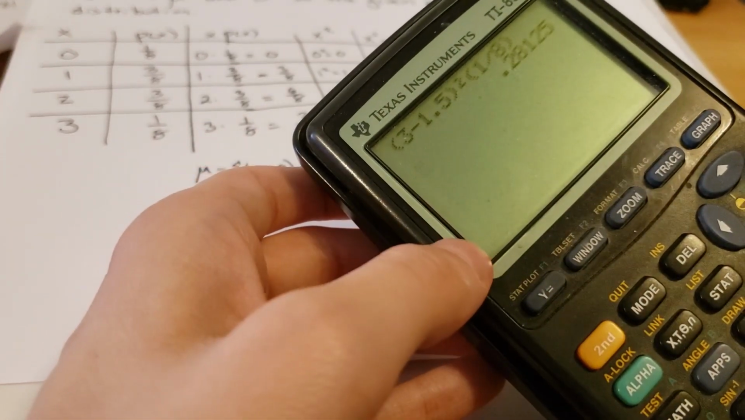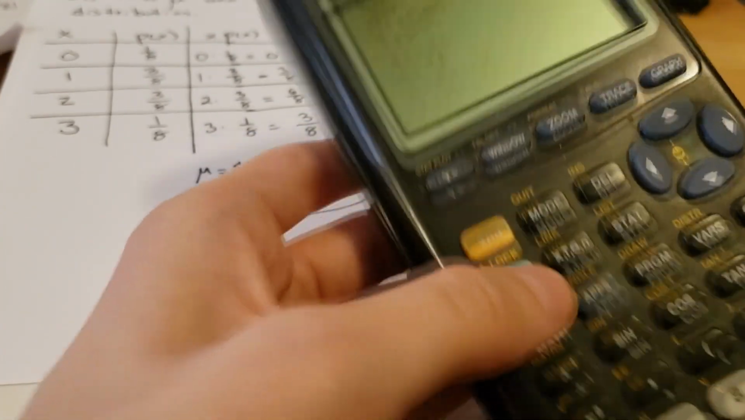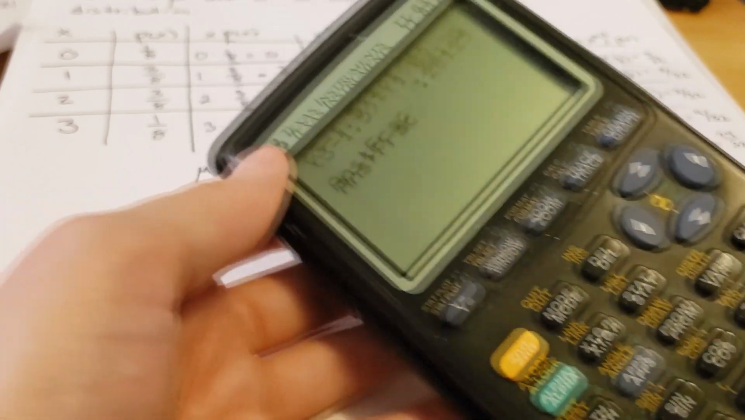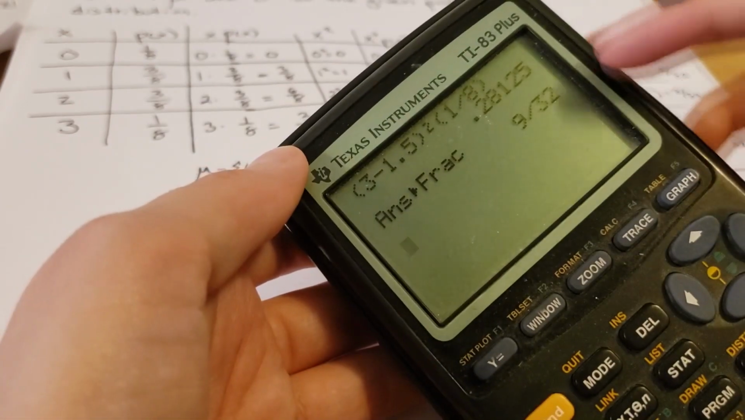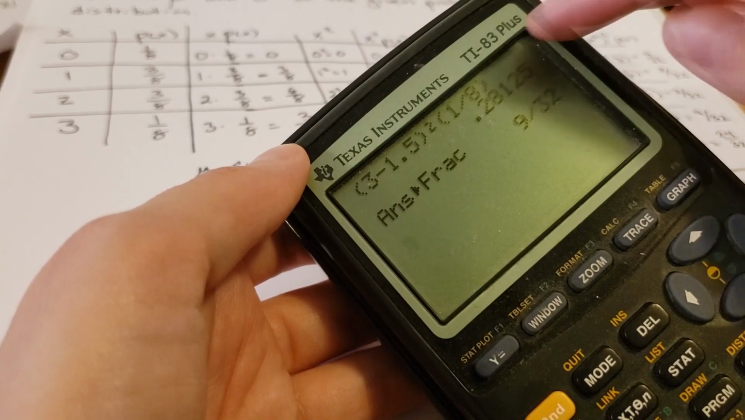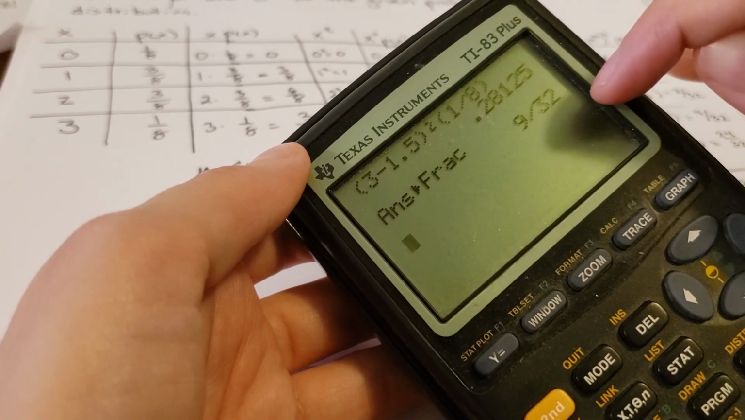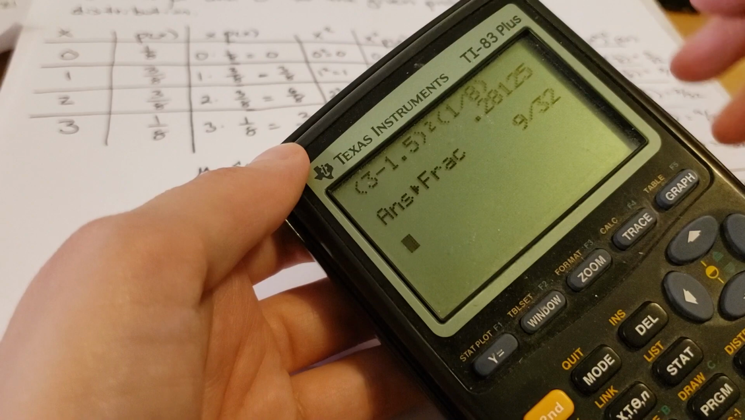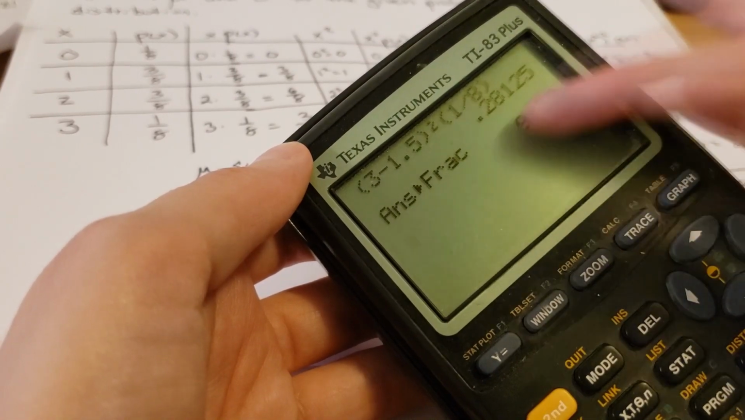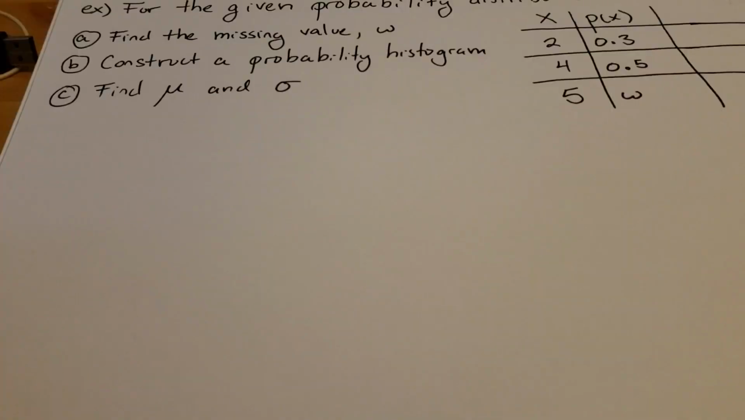Right, now if we want to change this to a fraction, we would hit the math button over here, and then the first thing that comes up is frac, and we hit enter, then hit enter again, and now it changes it to a fraction. So it's pretty easy to go between decimals and fractions. You can go back and forth. So this way, you don't have to round off and lose information. You can just express your answers as fractions.